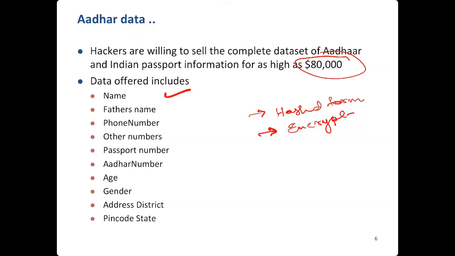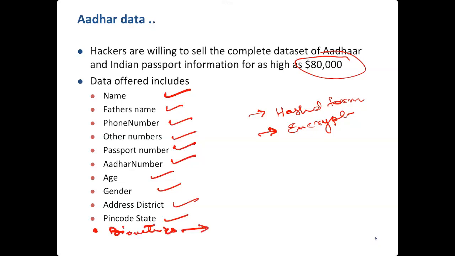So the data offered includes name, father's name, phone number, other numbers, passport number, Aadhaar card number, your age, gender, address, district, pin code, state, and biometrics. Biometrics can also be misused, right? You know this.